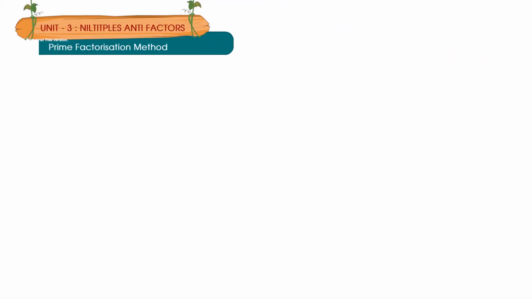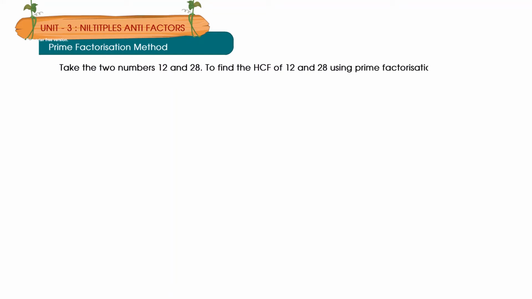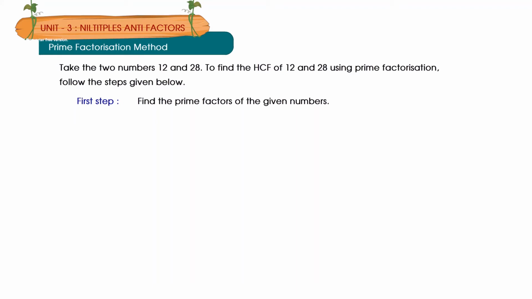Prime factorization method. Take the two numbers 12 and 28. To find the highest common factor of 12 and 28 using prime factorization, follow the steps given below. First step. Find the prime factors of the given numbers. Prime factors of 12 is equal to 2 into 2 into 3. Prime factors of 28 is equal to 2 into 2 into 7.